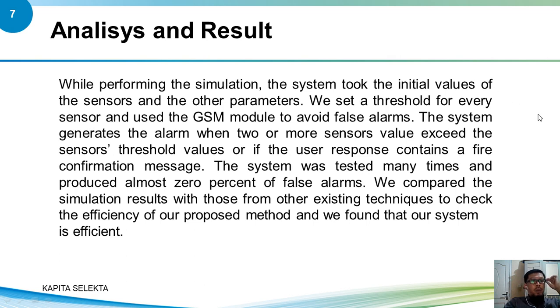Analysis and result. While performing the simulation, the system took the initial values of the sensors and other parameters. We set a threshold for every sensor and use the GSM module to avoid false alarms. The system generates the alarm when two or more sensor values exceed the sensor threshold value, or if the user response contains a fire confirmation message. The system was tested many times and produced almost 0% false alarms.